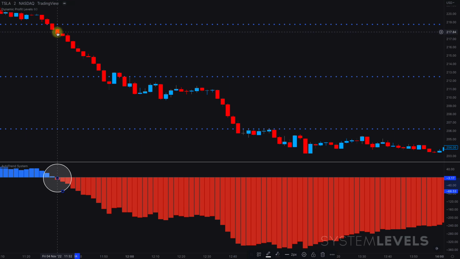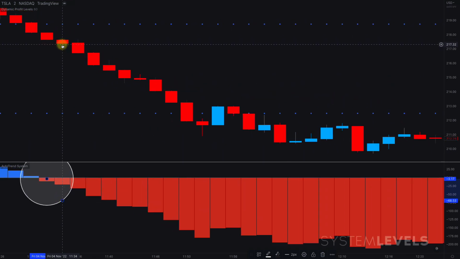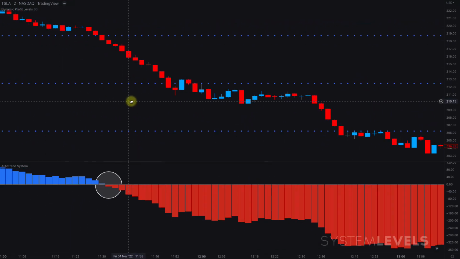So according to the rules of the strategy, it's always the same, right? We want the low of the signal bar to be overtaken by a next bar, right? That's our signal to go short. If that doesn't happen, then we do not take the trade. Obviously, that did happen. Here, if I really zoom in, you can see that this bar went below the low of our signal bar. So that is our confirmation to take this signal from the AutoTrend system and go short Tesla, expecting a move to the downside. And that's exactly what happened.